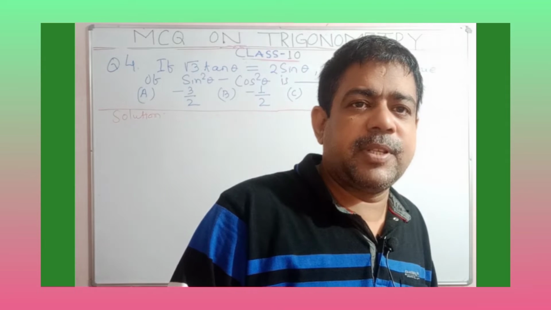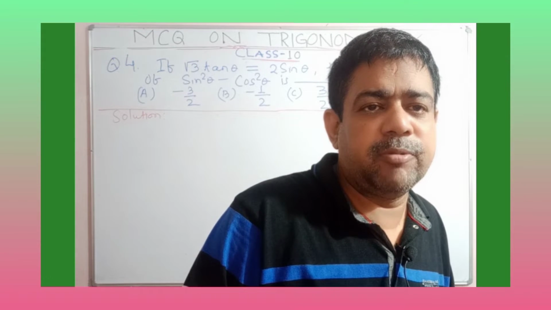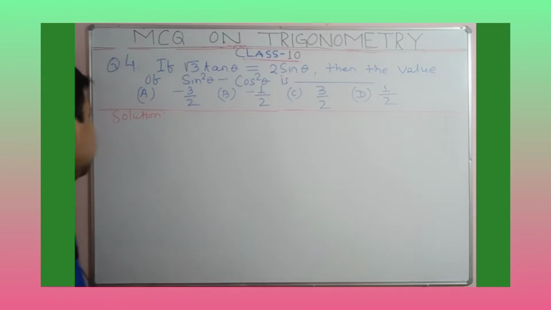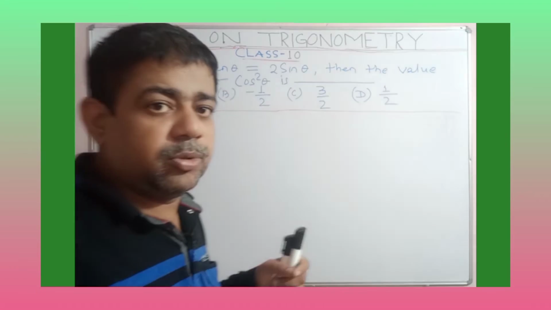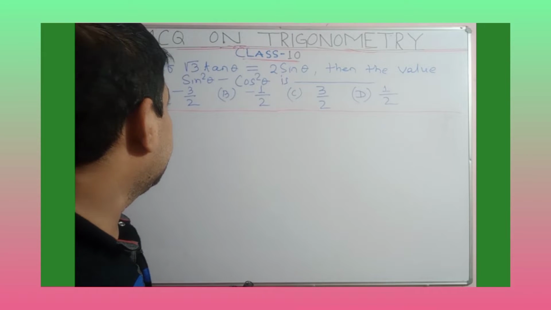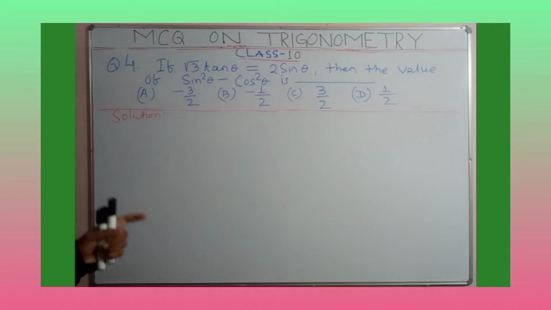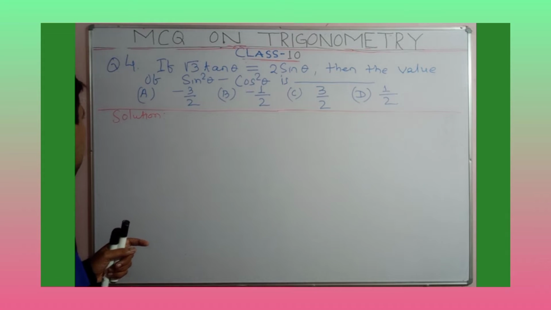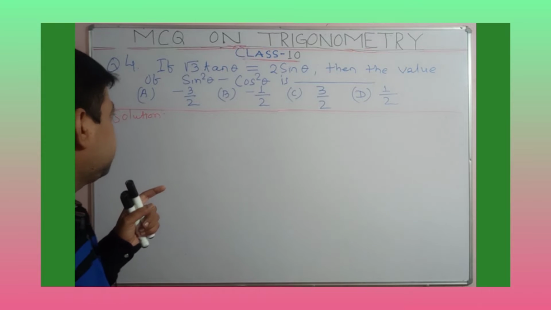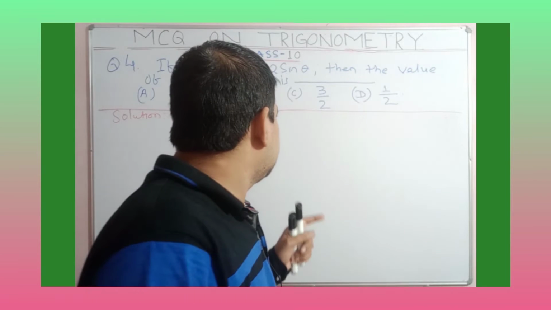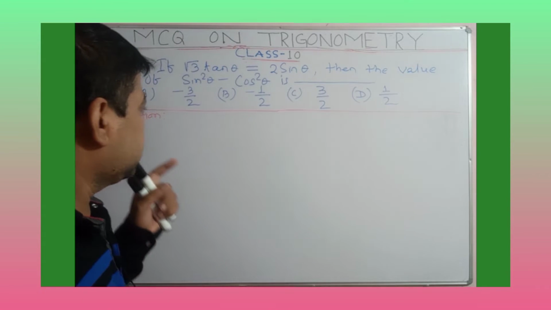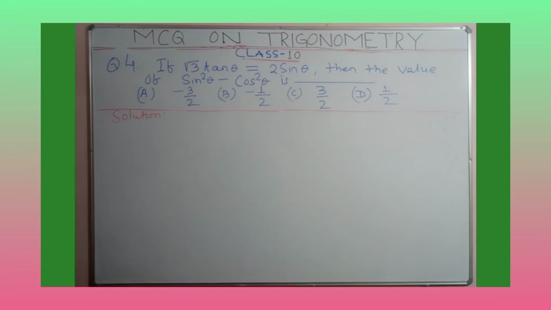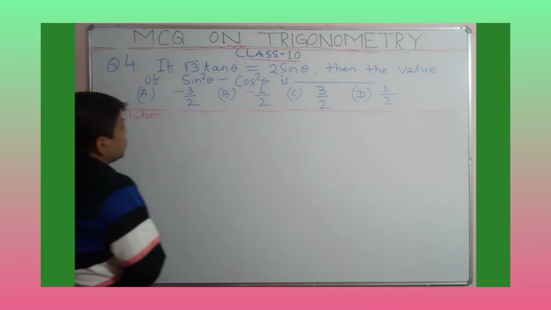So the next question is question number 4. Here I am going to explain for you. The question is: if root 3 tan theta is equal to 2 sin theta, then what is the value of sin square theta minus cos square theta? Here are the options for you. Option A is minus 3 upon 2. Option B is minus 1 upon 2. Option C is 3 upon 2. And option D is 1 upon 2. Understand?